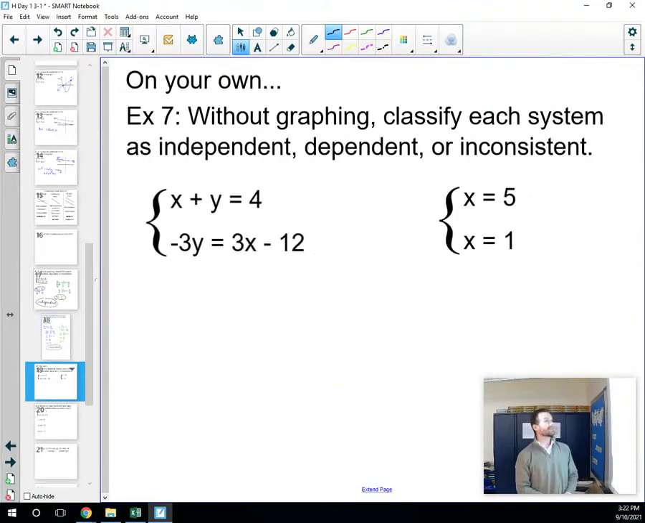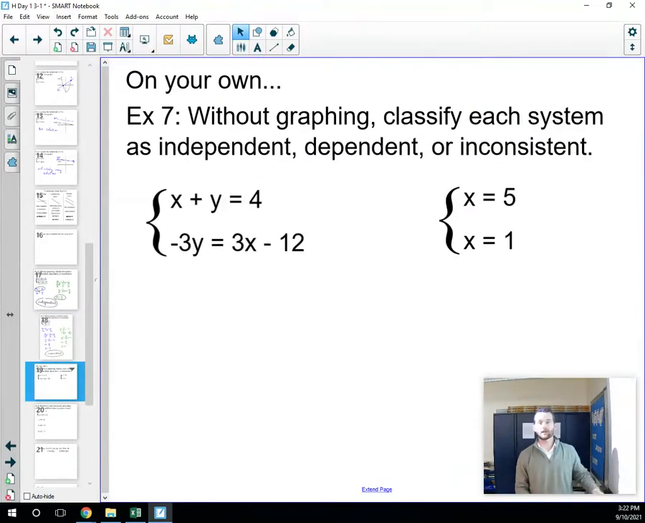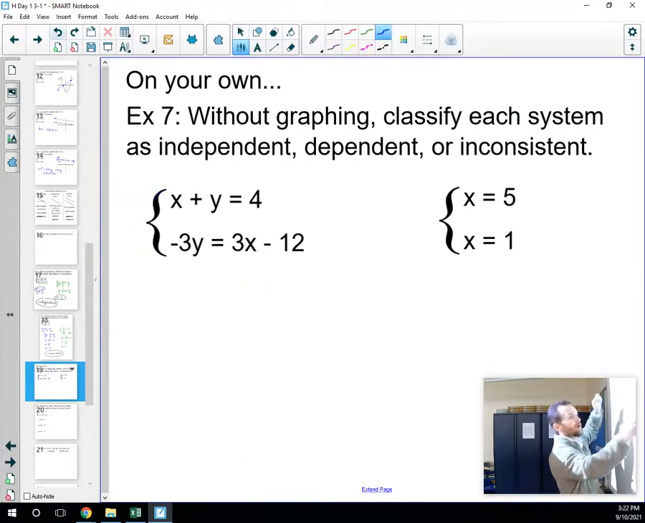All right. That was a lot of me talking. Tell you what. Pause the video right here. Try these two on your own. So example 7, there's 2 parts. There's one system right here, and this system right here. I want you to try these two on your own. So classify the first one as independent, dependent, or inconsistent, and classify the second one as independent, dependent, or inconsistent. We're going over answers in 3, 2, 1.